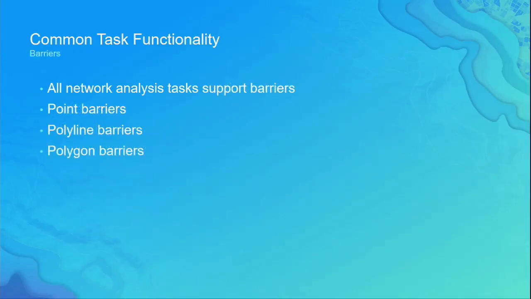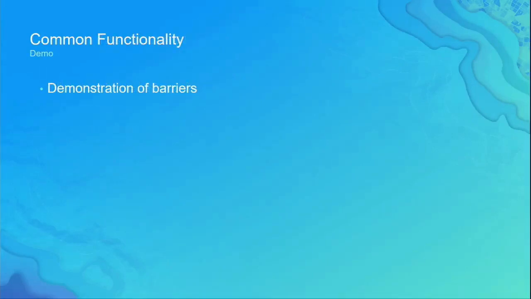Another piece of common functionality to all the tasks is that they take barriers. Again, if you've used Desktop Network Analyst, this is basically the same thing. Barriers can be point barriers that restrict a particular location, or line barriers that restrict everything that they cross, or polygon barriers where they'll restrict everything that they intersect with. So I believe for Frank's final demo and the final passing of the HDMI cable, we're going to get a demonstration of barriers and time.